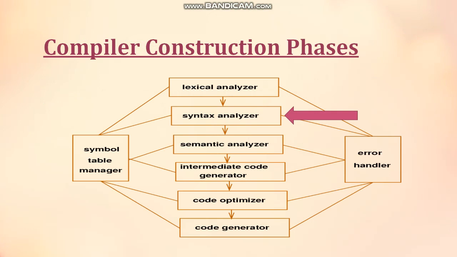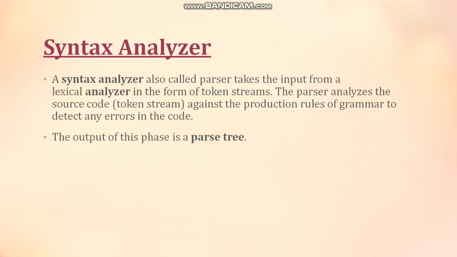There are 6 phases of compiler construction. The phase that we are going to discuss today is known as Syntax Analyzer, and it is the second phase of our compiler construction. What is a syntax analyzer? A syntax analyzer is also called a parser. It takes input from the first phase of compiler construction, known as the lexical analyzer, in the form of token streams, and it generates a parse tree.